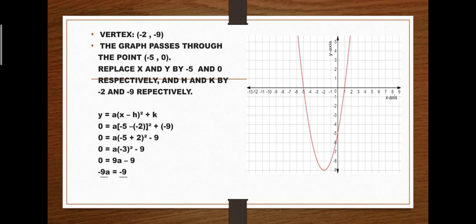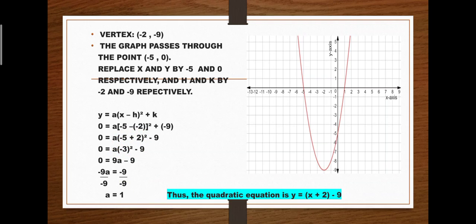Then, para yung a na lang yung matira sa left side, so we will divide both sides by negative 9. So, divide by negative 9, yung white, tingnan nyo, negative 9 divided by negative 9, ay negative 9a divided by negative 9 is equal to negative 9 divided by negative 9. So, negative 9 divided by negative 9 is 1, so a na lang. Then, yung white, tingnan nyo, negative 9 divided by negative 9 is positive 1.